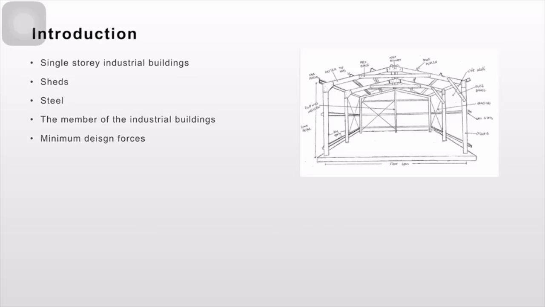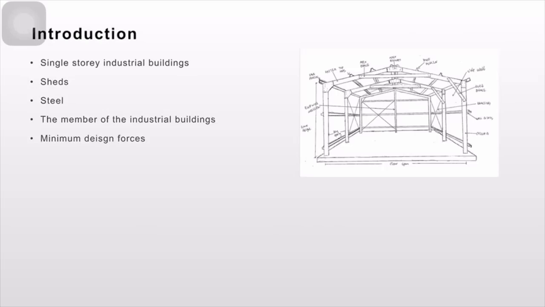Industry buildings are buildings used for industry activities, and single-story industry buildings are one of the Australian structured steelwork markets. In order to achieve the open space goal, the most common structural type is the portal frame. And this picture shows the members of the portal frame.